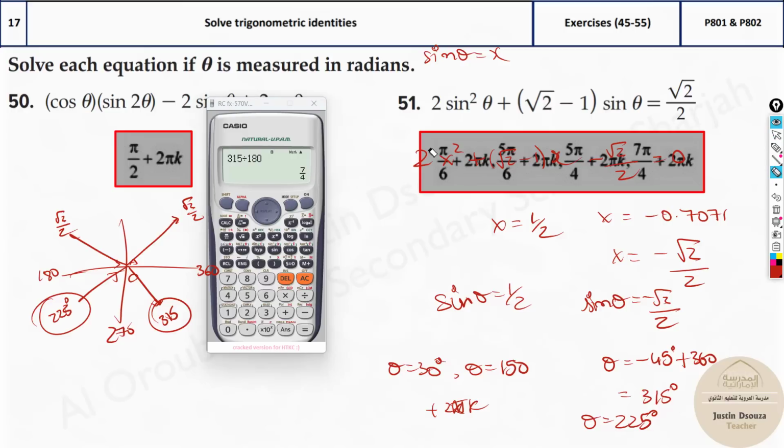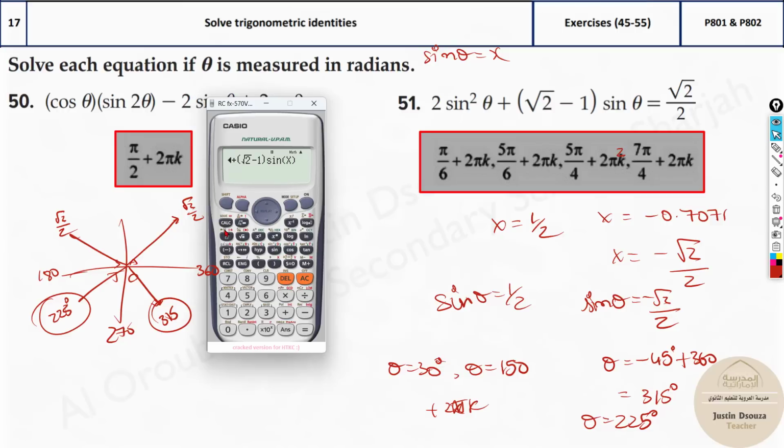Let us do the check as well. I'll just erase this. To check, you need to type this as it is. 2 sine alpha x, open the bracket for sine, and again close it up, square it up, plus, now here it is root 2 minus 1, root 2 and minus 1, close the bracket, and I'll put sine alpha x.